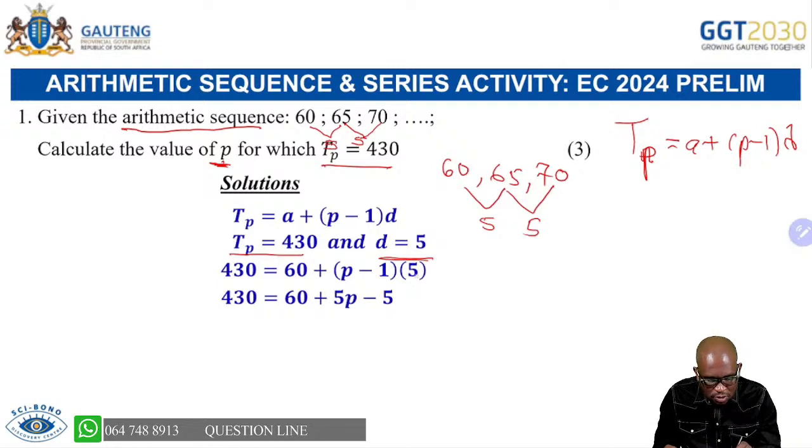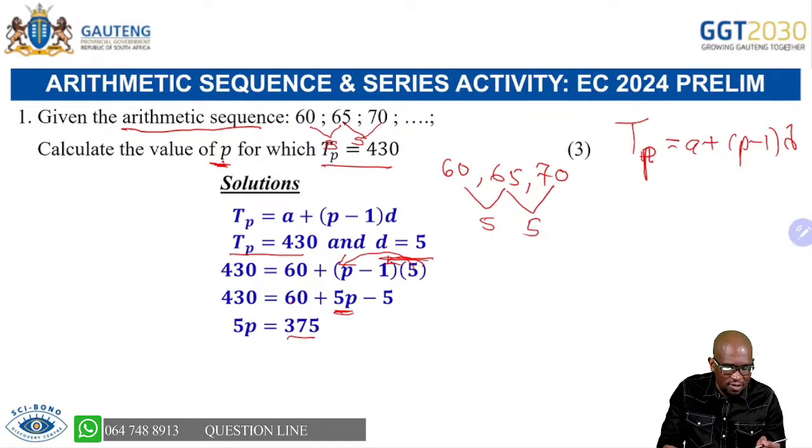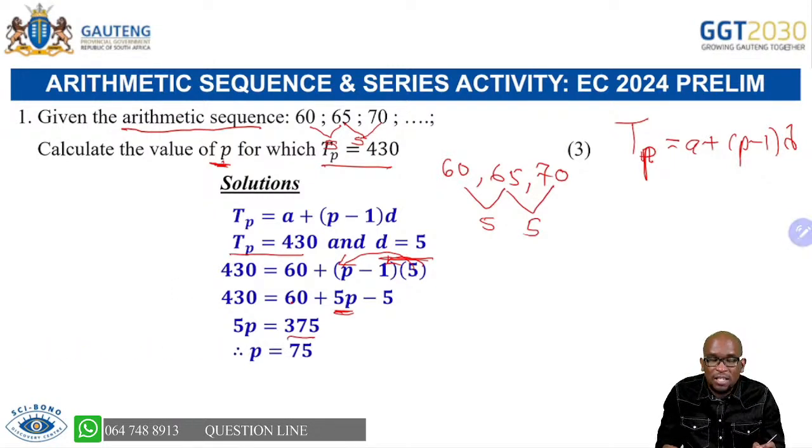Now you distribute the 5 using the distributive law. So you get 5P minus 5, and you get that 60 there as it is. Then you leave the P on one side. 60 minus 5 is 55. You transpose that 55, you get 375. You divide both sides by 5, and you get that P is equal to 75.